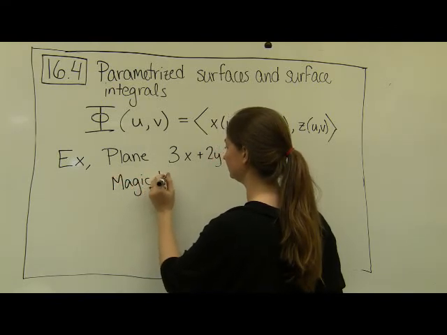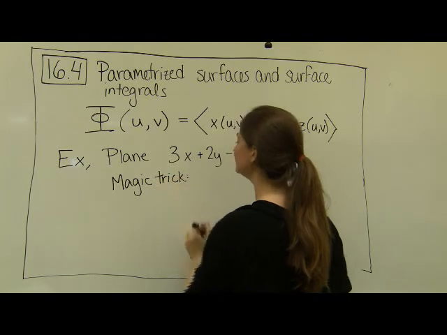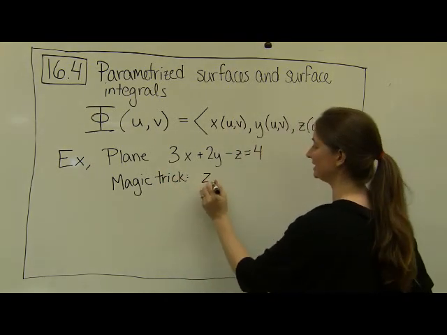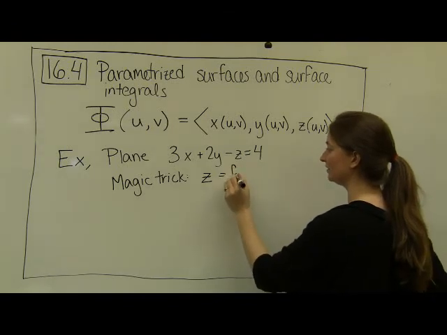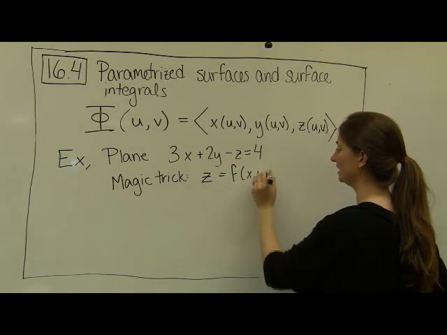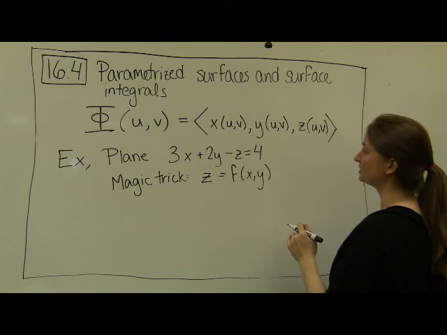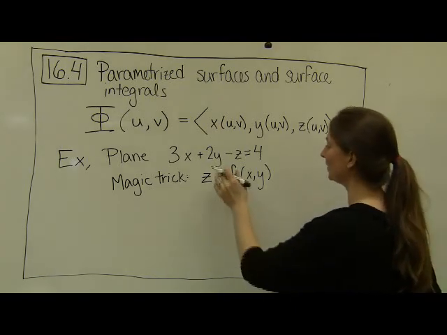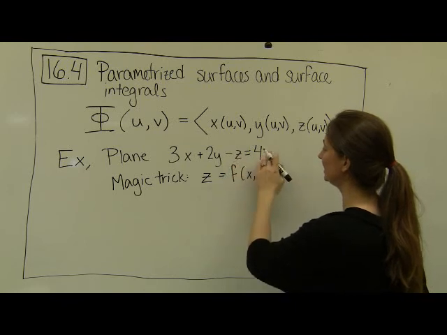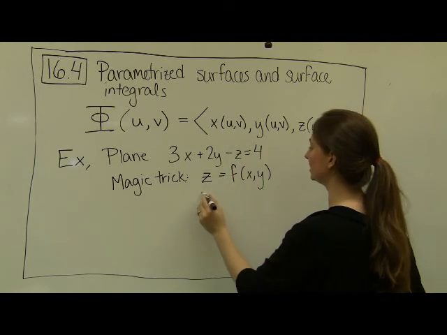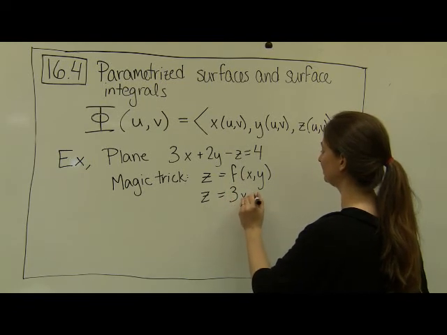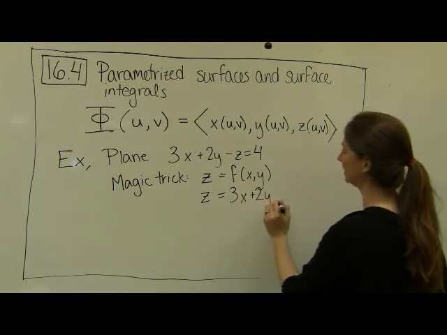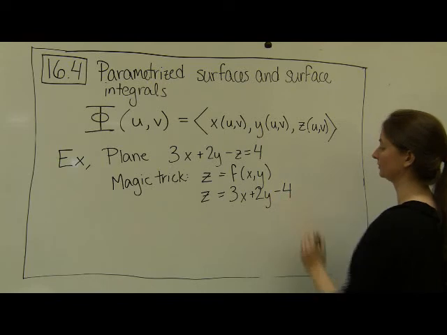Magic trick. Maybe it's not that magic. But if it's ever the case that I can set z, or any of the other variables, as a function of x and y, then it means that my parametric surface can be parametrized really, really easily. So let's go ahead and solve for z. And we see that z is equal to 3x plus 2y minus 4.